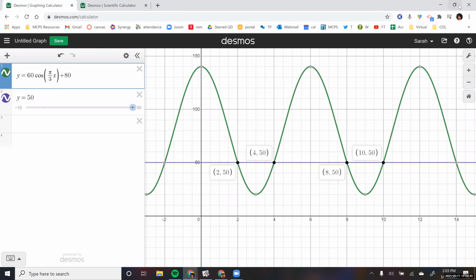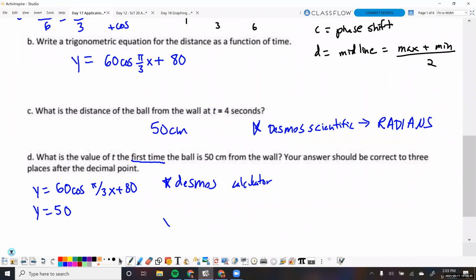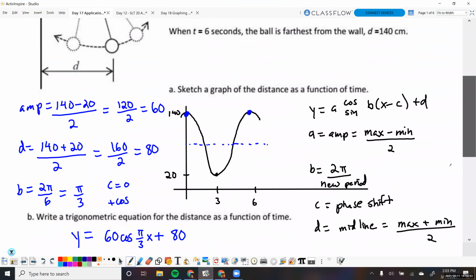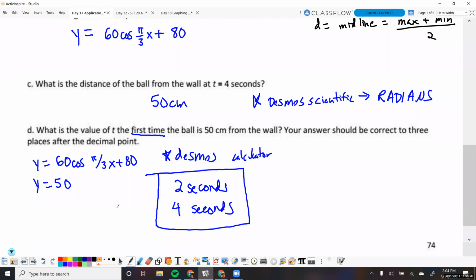It's at 2 and 4. This is seconds. Seconds? Yes, seconds. Are there any questions on this pendulum problem? Bravely out loud, privately in the chat.